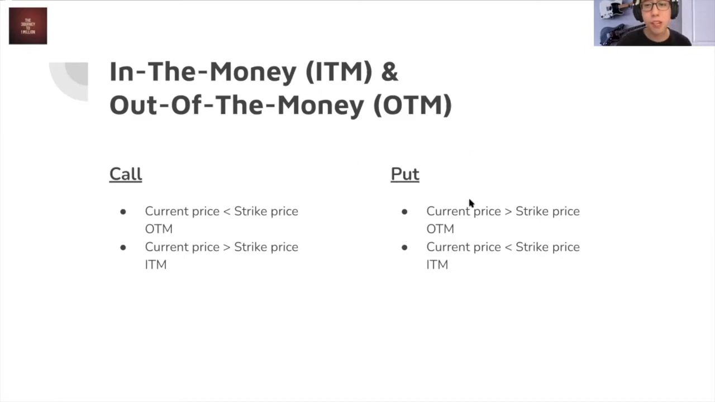So for the put, it's actually different. It's opposite. If the current stock price is more than the strike price, then it is called out of the money. And if the current stock price is lower than the strike price, then it is called in the money.